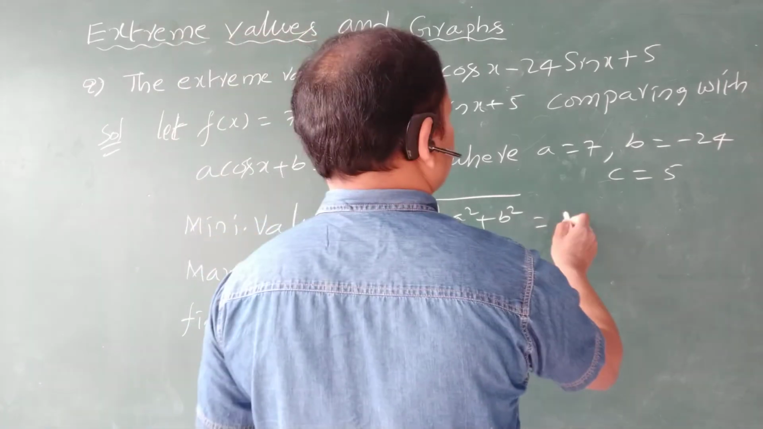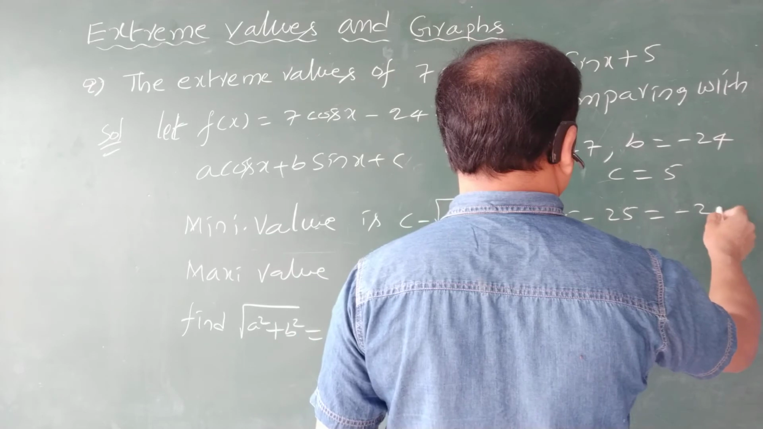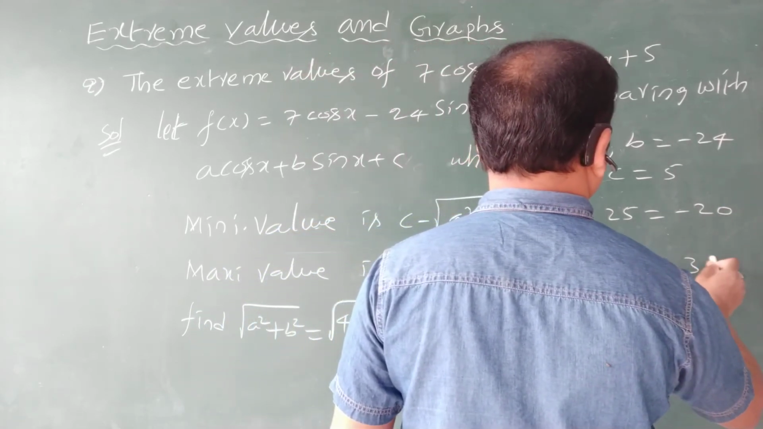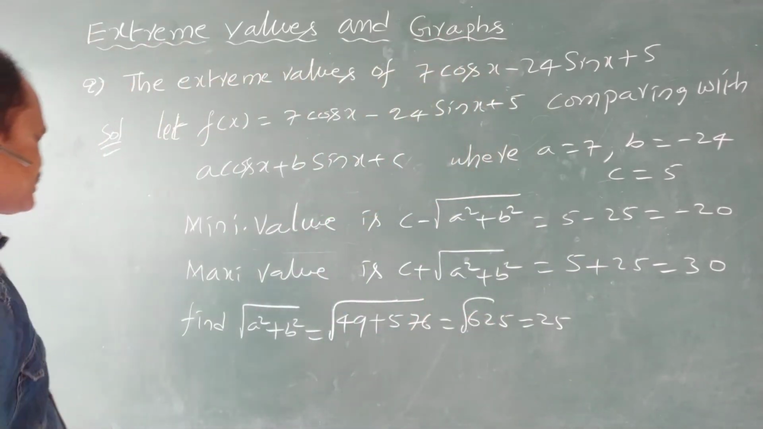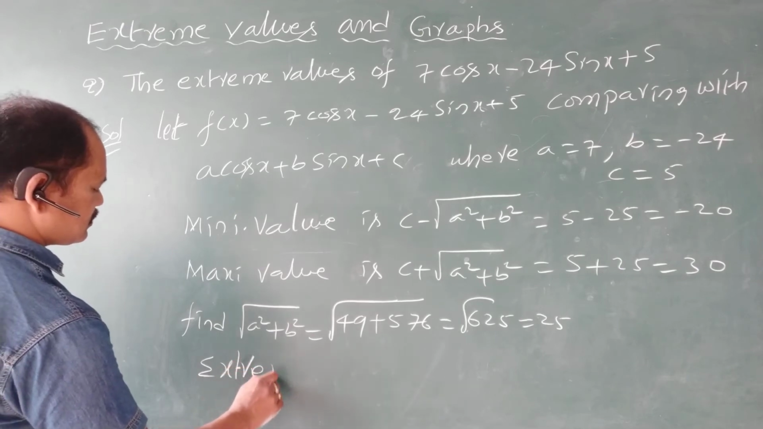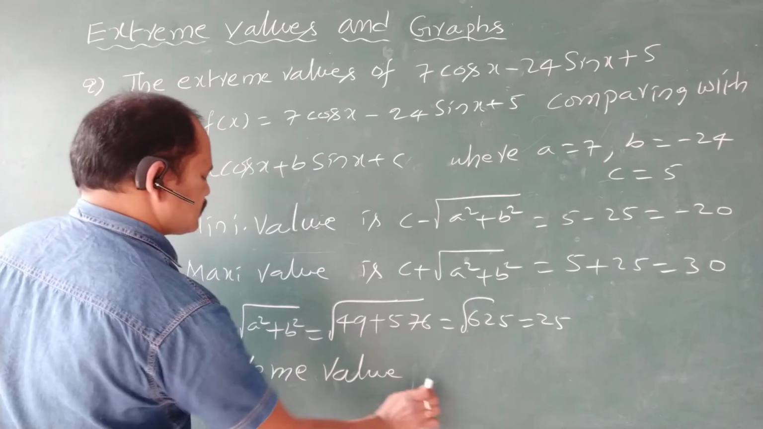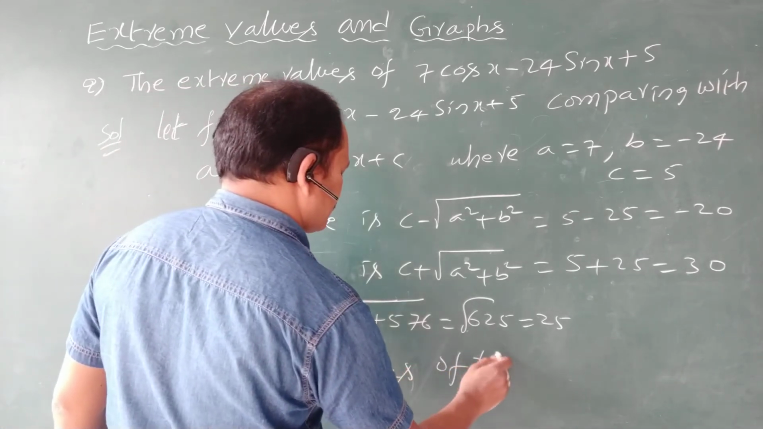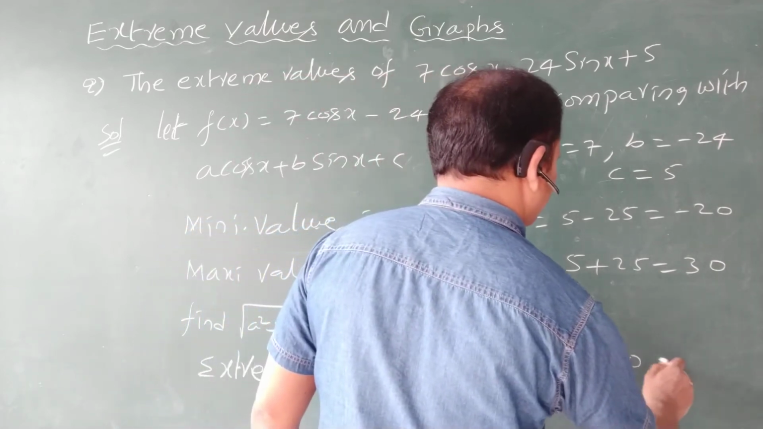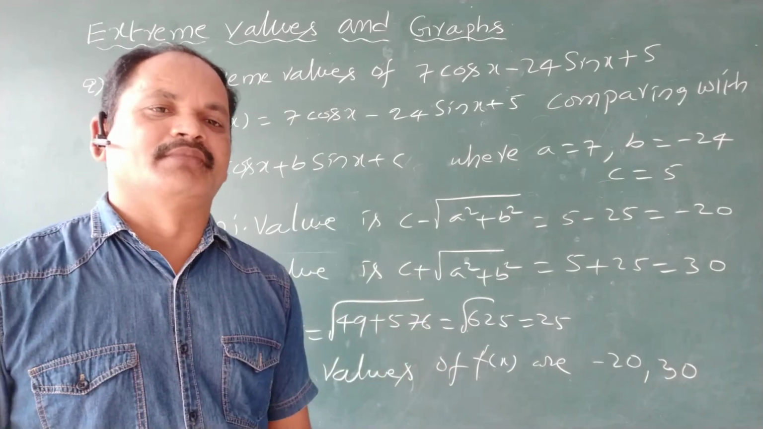That's why here c is 5 minus 25, so it is minus 20. Here it is 5 plus 25, it is 30. That's why the required extreme values of f of x are minus 20 comma 30. Minimum value minus 20, maximum value 30.